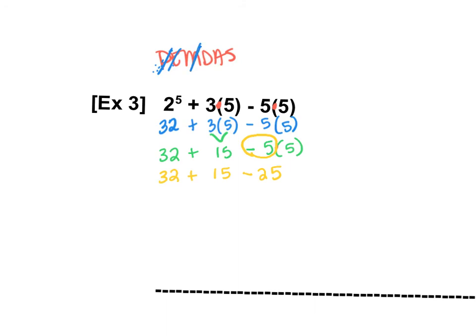Okay, so we're done with multiplication. We have no division. Now we're on to addition and subtraction, whatever comes first. So we have 32 plus 15, which is 47, minus 25. And then our very last step is 47 minus 25, which is 22. And so 22 is our final answer for this order of operations or solving or simplifying expressions problem.